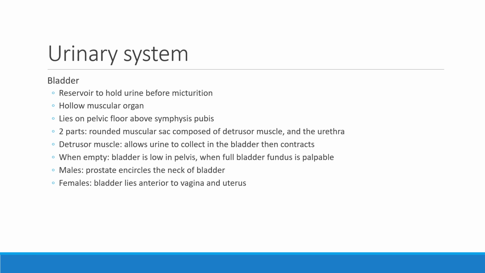The detrusor muscle allows urine to collect in the bladder and then contracts. When empty, the bladder is low in the pelvis, but when it is full, the bladder fundus is palpable. In males, that prostate encircles the neck of the bladder, and in females, the bladder lies anterior to the vagina and uterus, as we saw in the previous slide.